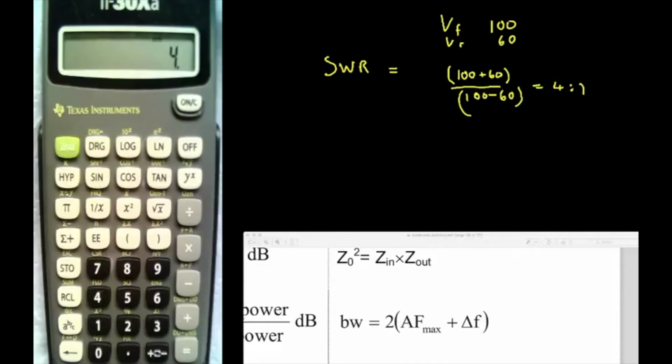This is Carson's rule, working out, or approximating pretty accurately, the bandwidth of FM. Okay, let's do one of those, I suppose. Let's have a quick look at that. Carson's rule, right.